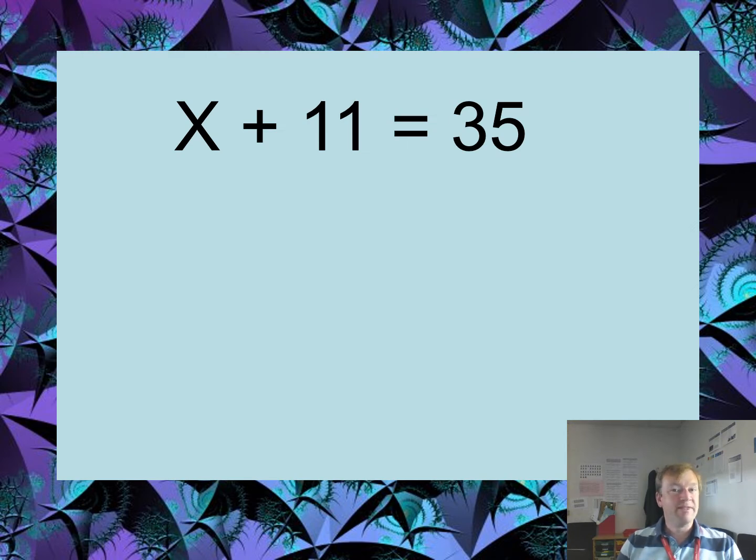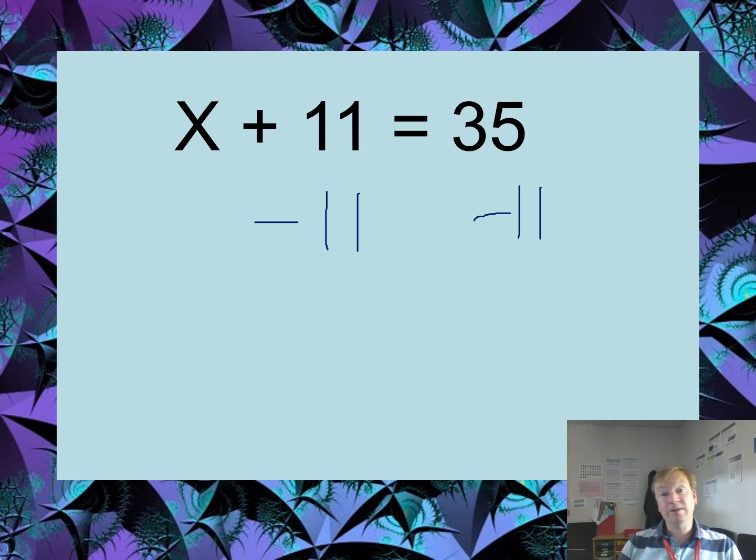Now, we want a nice mathematical approach to this, which is going to work with this equation and all equations. And I call this method the method of opposites. So let's read the equation again. x plus 11 equals 35. And ask ourselves, what's the opposite of plus 11? Well, let's take away 11. So what I'm going to do is take away 11 from my equation. I'm going to take away 11 from this side of the equation. I'm going to take away 11 from this side as well. Why am I taking it away from both sides? To keep things nice and balanced.